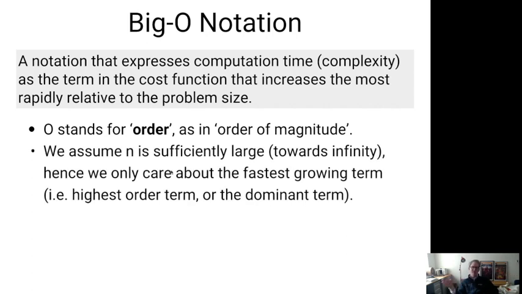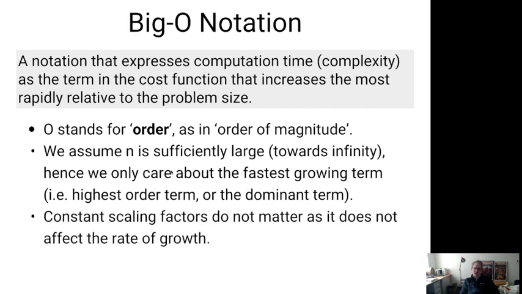As n gets sufficiently large, tending towards infinity, we will only care about the fastest growing term. So we only care about the dominant element of the algorithm, per se. Okay, so you'll see. So what is the dominant term of this? Because what you see is that as n gets big, only this dominant term matters. All right, so we will see that.